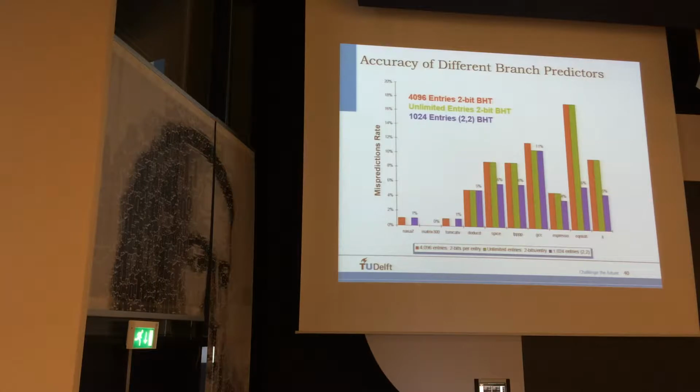And what we have here, there are three predictors. Then it's the execution on a certain architecture. I don't really care about the architecture. But in that architecture, I have prediction. The red one has 4 kilo entries in the branch prediction table, in the branch history table, with 2 bits per entry. And this is the misprediction rate.